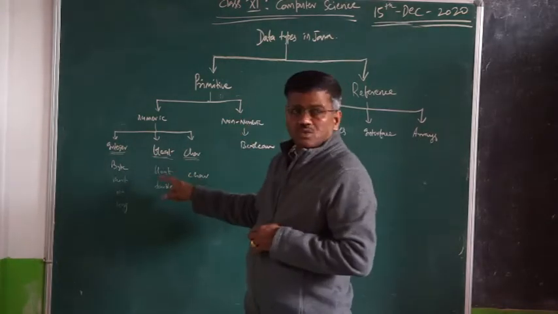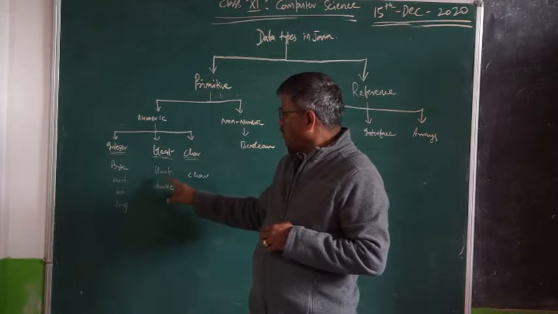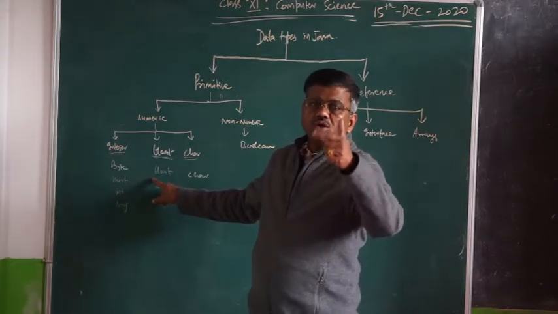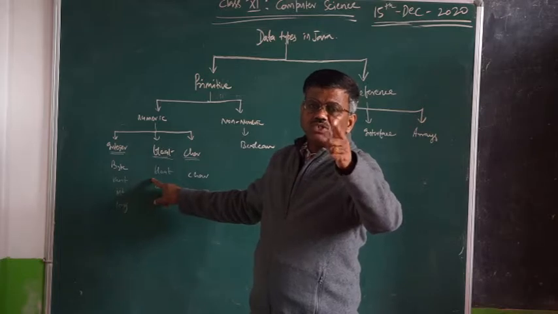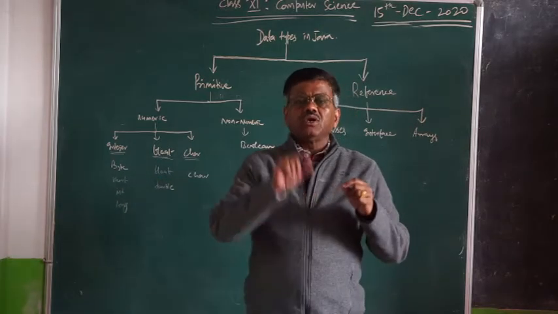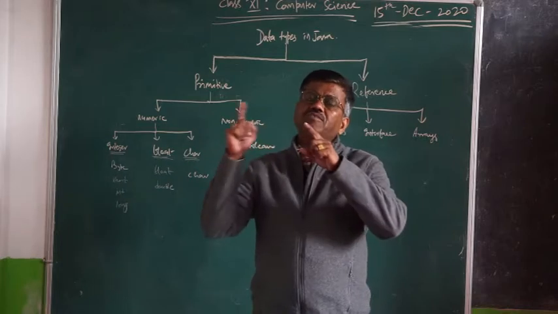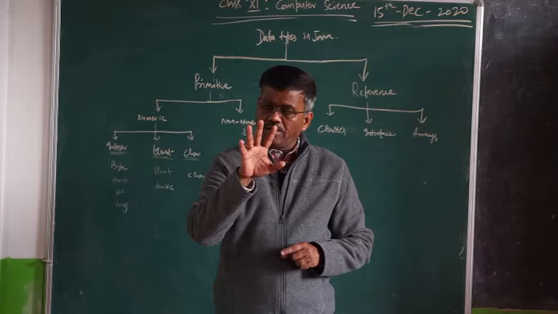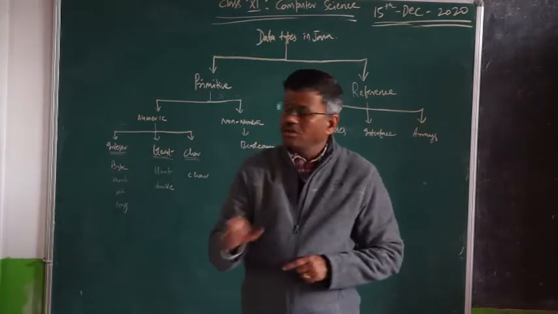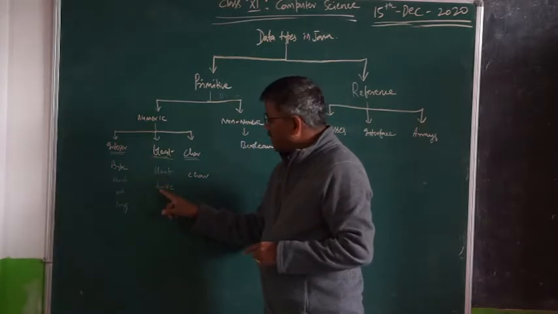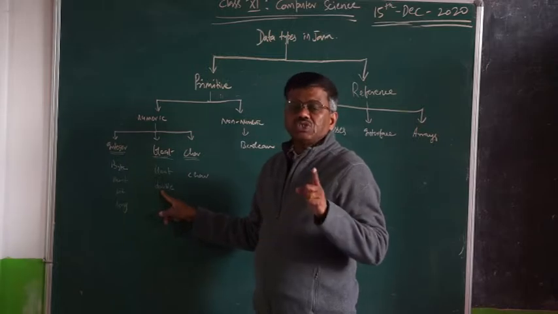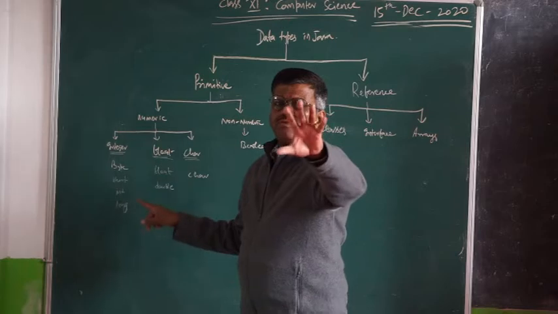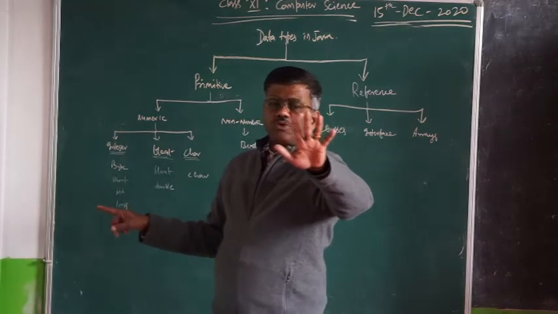What is the difference between these two? A number with a decimal point, this is also a number with a decimal point. The difference between float and double: floating point value or double precision value. What are the differences? Floating point value means a number with a decimal point. After the decimal point, at the most you will have 5 digits. I repeat again. A number with a decimal point is known as a floating point value. A number with a decimal point is also known as a double precision value. What is the difference between these two? After the decimal point you will have only 5 digits, not beyond that.